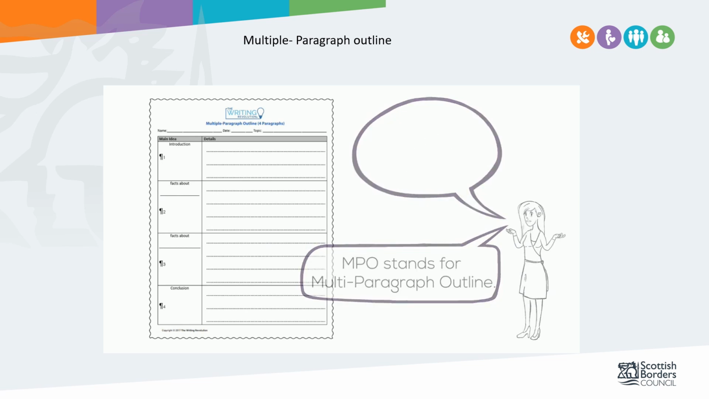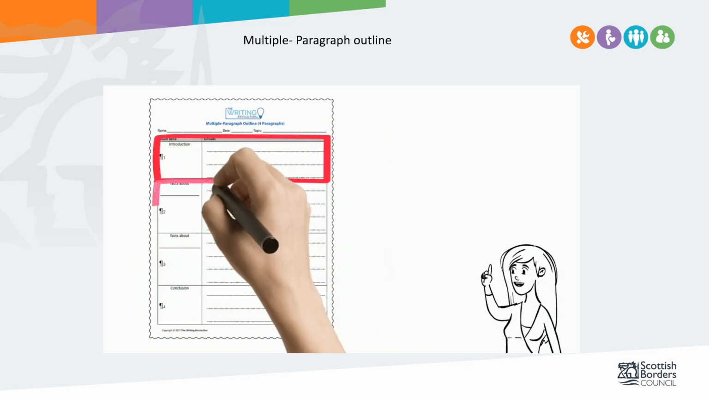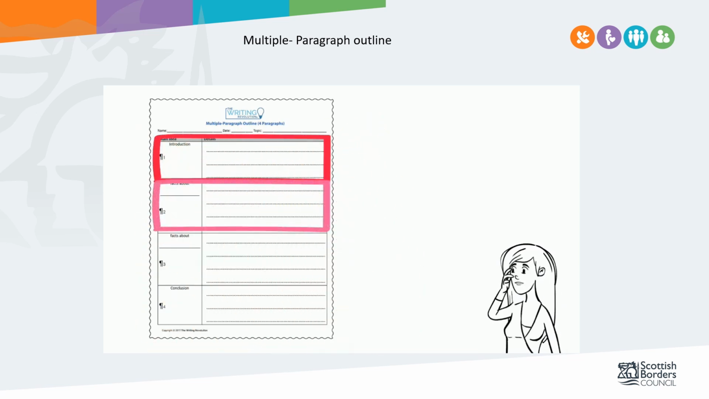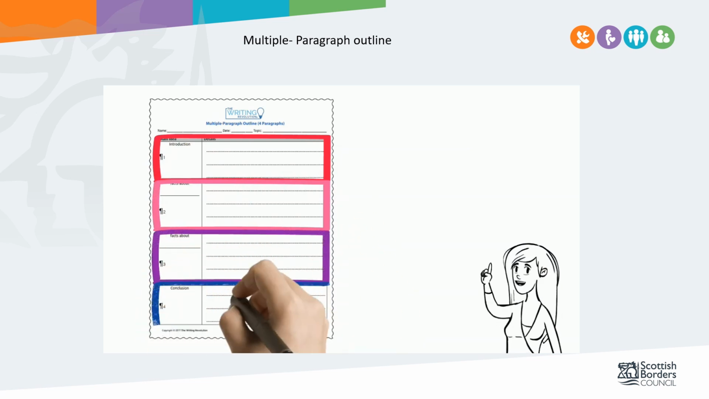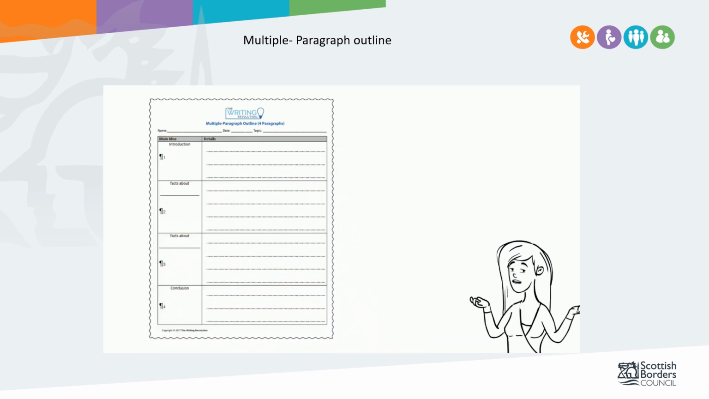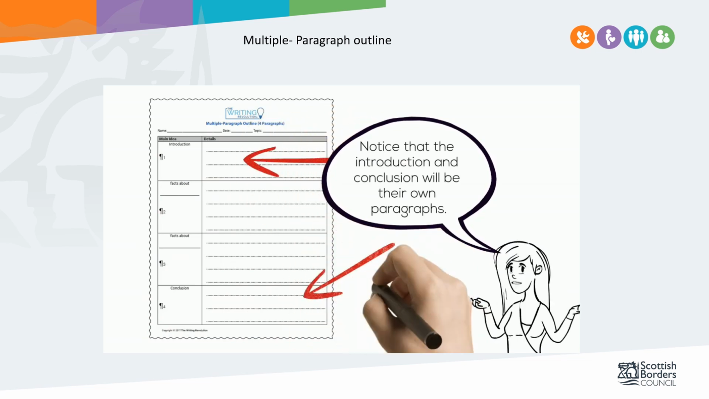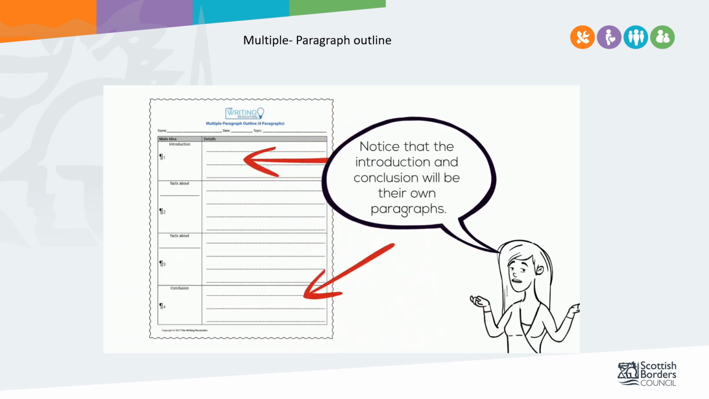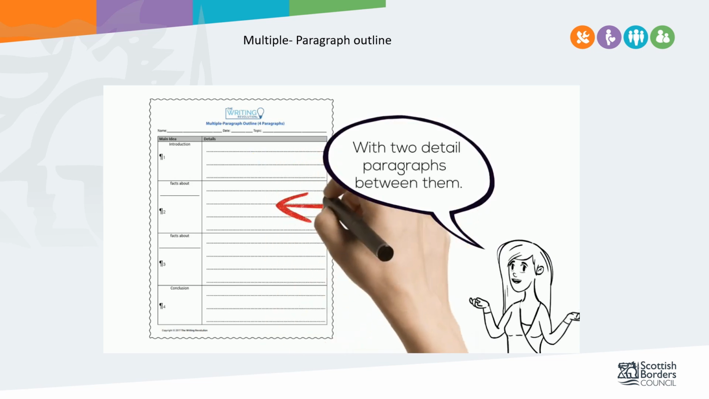An MPO has 4 distinctive places to put down your thoughts and ideas. You will use these ideas to create paragraphs in your essay. Notice that the introduction and conclusion will be their own paragraphs, with 2 detailed paragraphs between them.